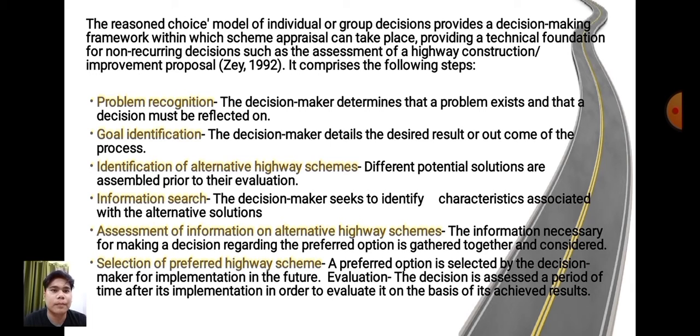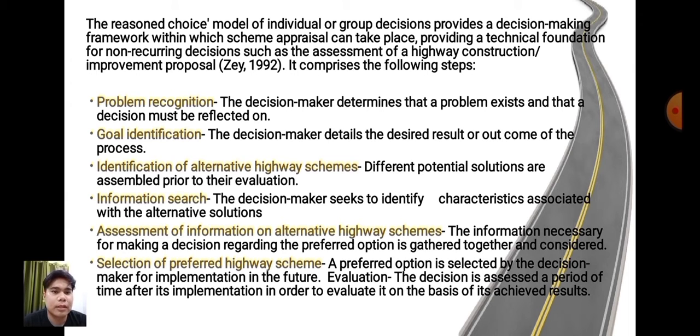Problem recognition. The decision maker determines that a problem exists and thus a decision must be reflected on. Goal identification. The decision maker details the desired result or outcome of the process. Identification of alternative highway schemes. Different potential solutions are assembled prior to their evaluation.